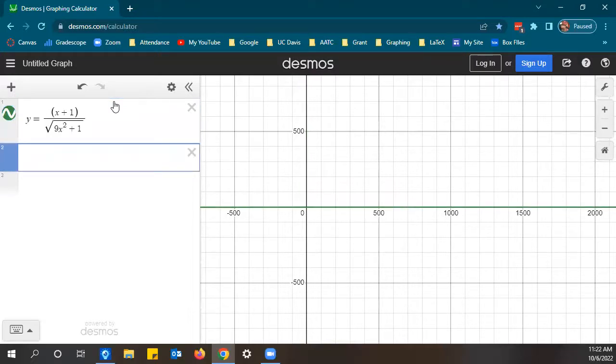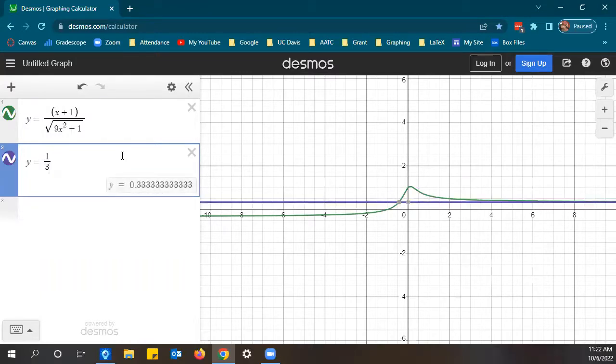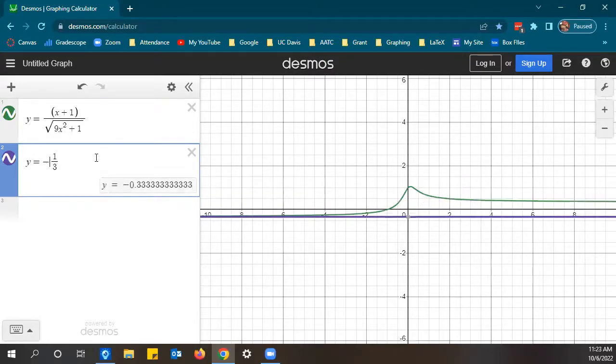Which, okay, it looks like a flat line because we've zoomed way too far out. But if you look at this here, if you look to the right, you're definitely getting y equals 1/3 as your horizontal asymptote. And if you look to the left, you're definitely getting y equal to negative 1/3 as your horizontal asymptote.